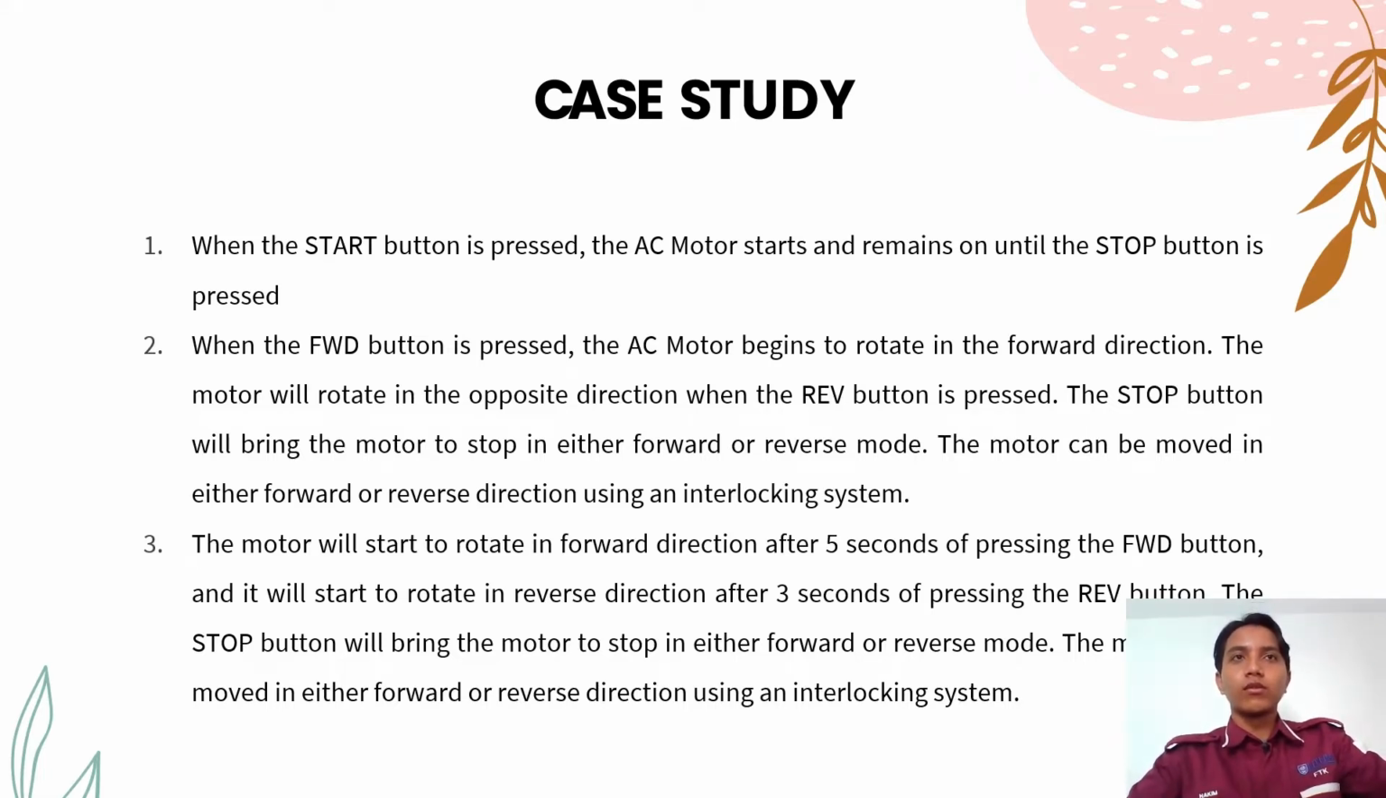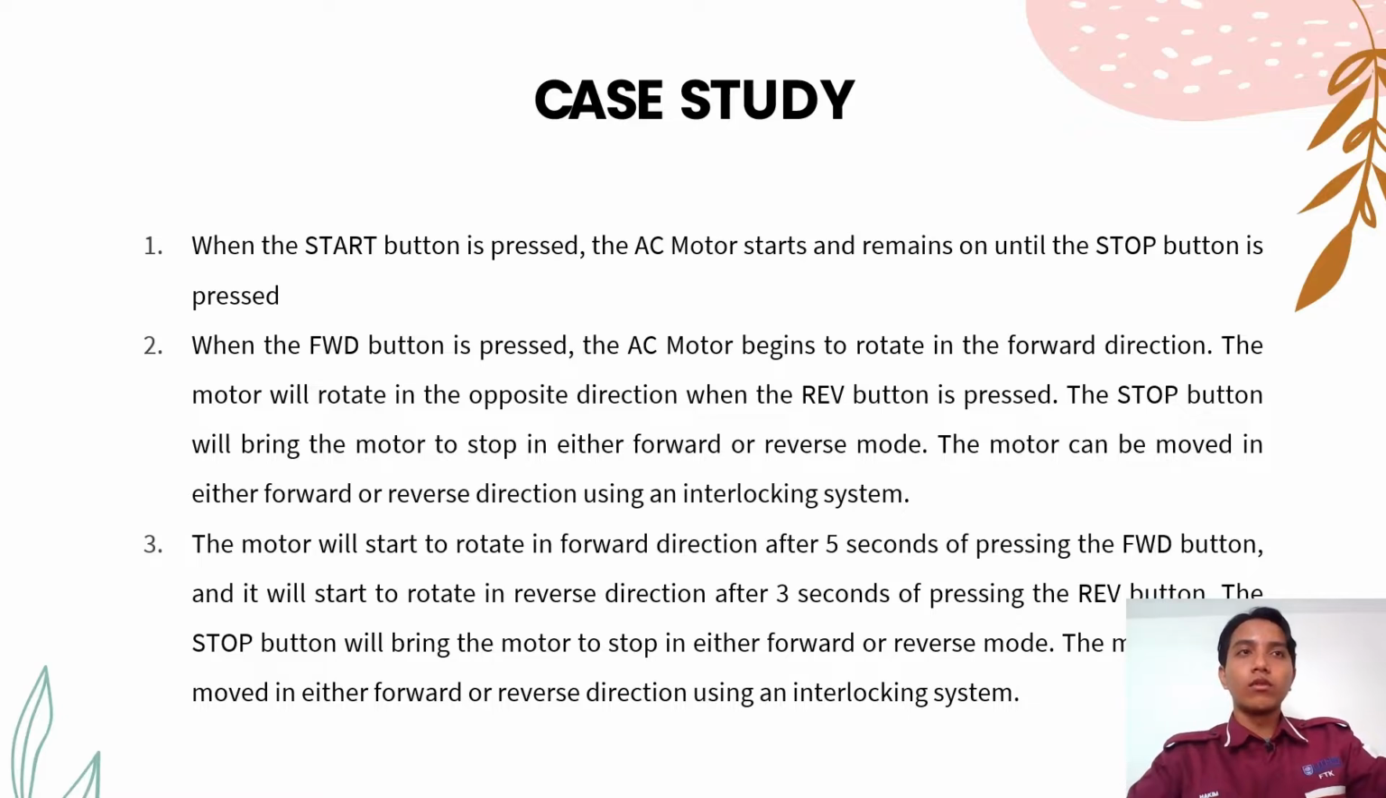Okay, the second case study is for forward reverse. When the forward button is pressed, the AC motor begins to rotate in the forward direction. The motor will rotate in the opposite direction when the reverse button is pressed. The stop button will bring the motor to stop in either forward or reverse mode. And the motor can be moved in either forward or reverse direction using an interlocking system.